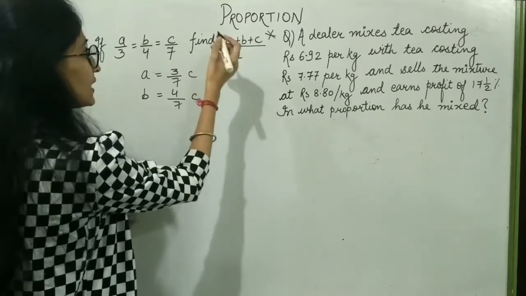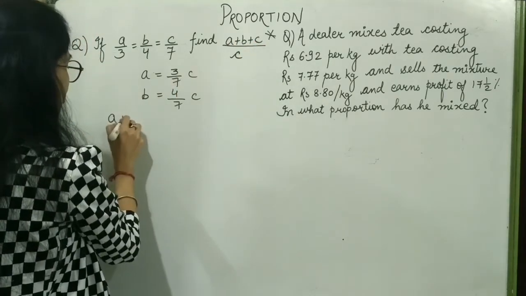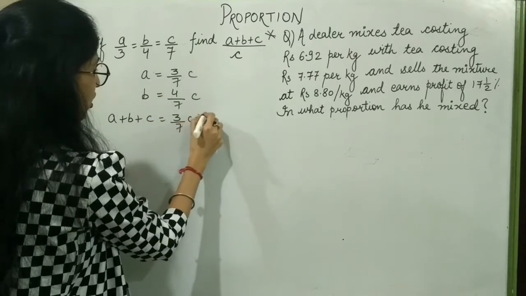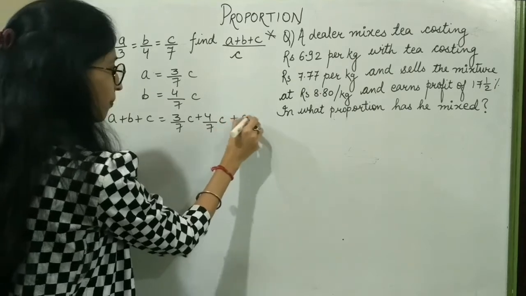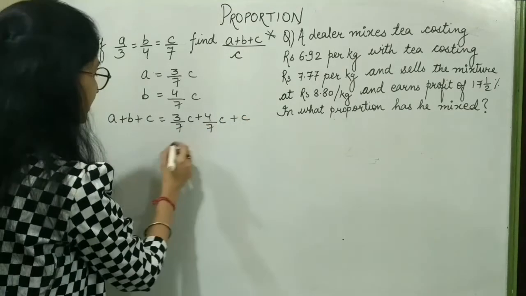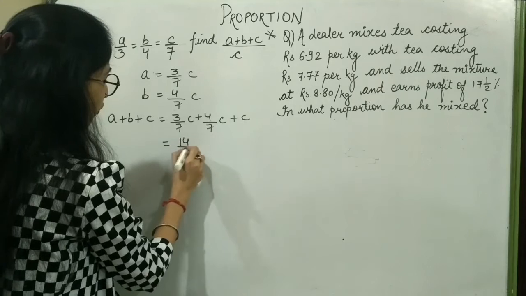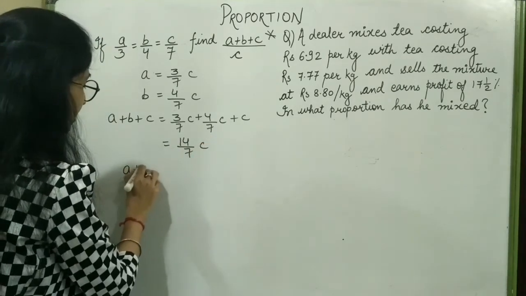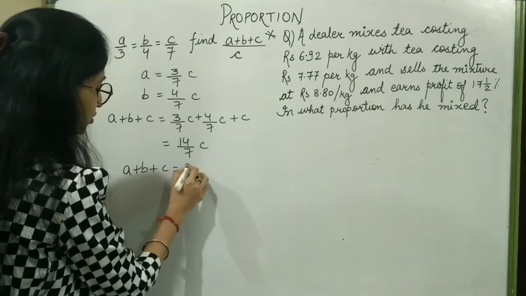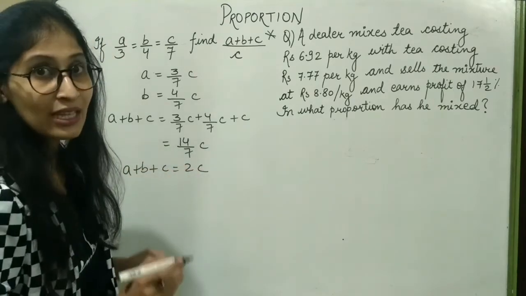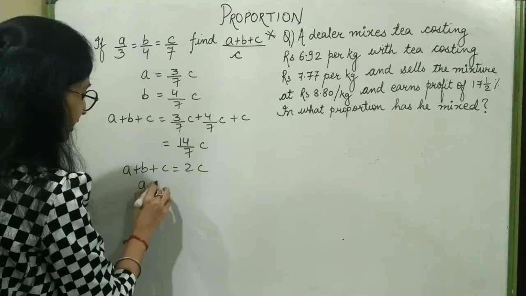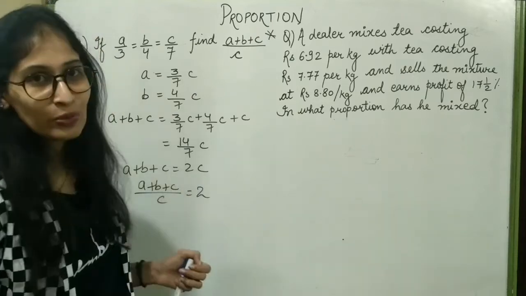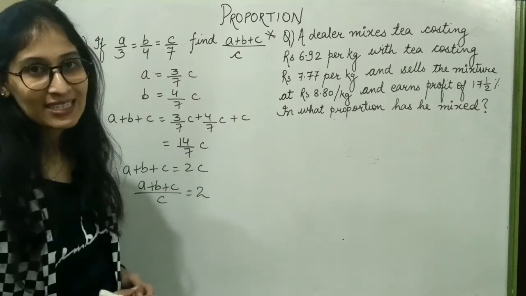I have to find a plus b plus c. So a plus b plus c is 3 by 7 c, 4 by 7 c, plus c. Adding these, I will get 14 by 7 c. So a plus b plus c is equal to 2c. From here, I can write a plus b plus c upon c is equal to 2. So, I have found my answer.